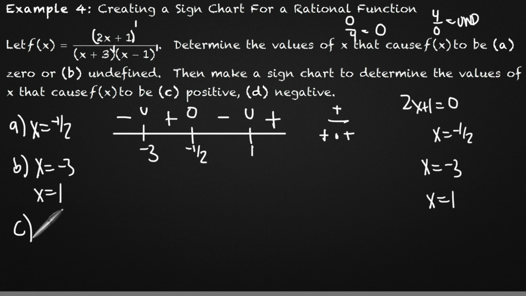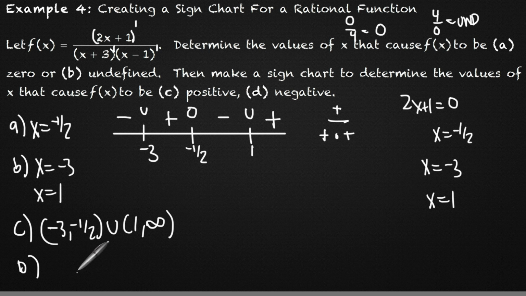So letter C. When is it positive? It'd be positive from negative 3 to negative 1/2 in union with 1 to infinity. And notice I'm not using brackets because it's not positive at these numbers. It's either 0 or undefined at these numbers. And then D, where is it negative? Well, it'll be negative from negative infinity up to negative 3 in union with negative 1/2 to 1.